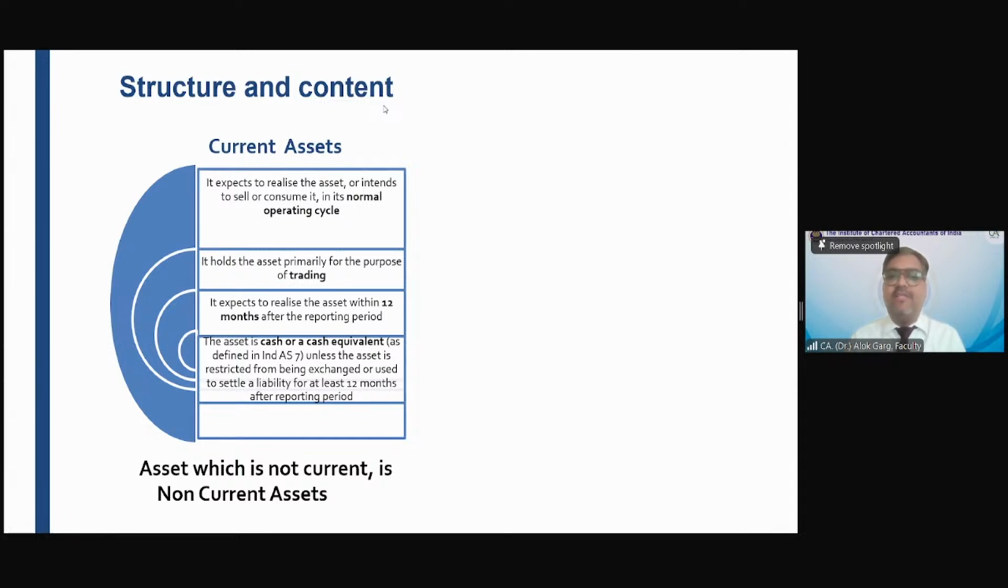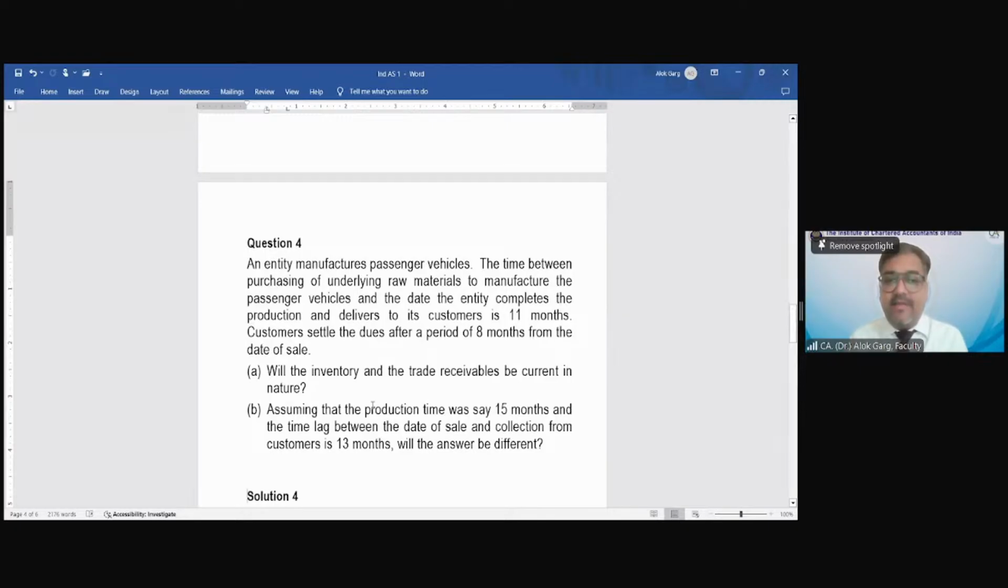In this question, it is saying that the operating cycle is 19 months, and assuming production time was 15 months, and the collection from the date of sale to the collection is 13 months. In that case, will your answer be different? No, sir. As long as it is within the operating cycle of that company, then it is considered as current.